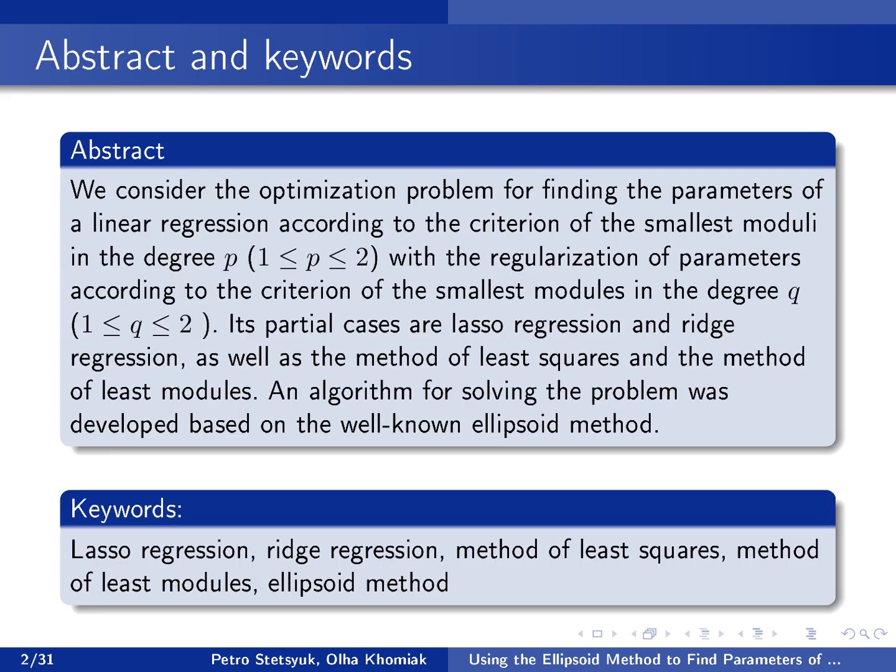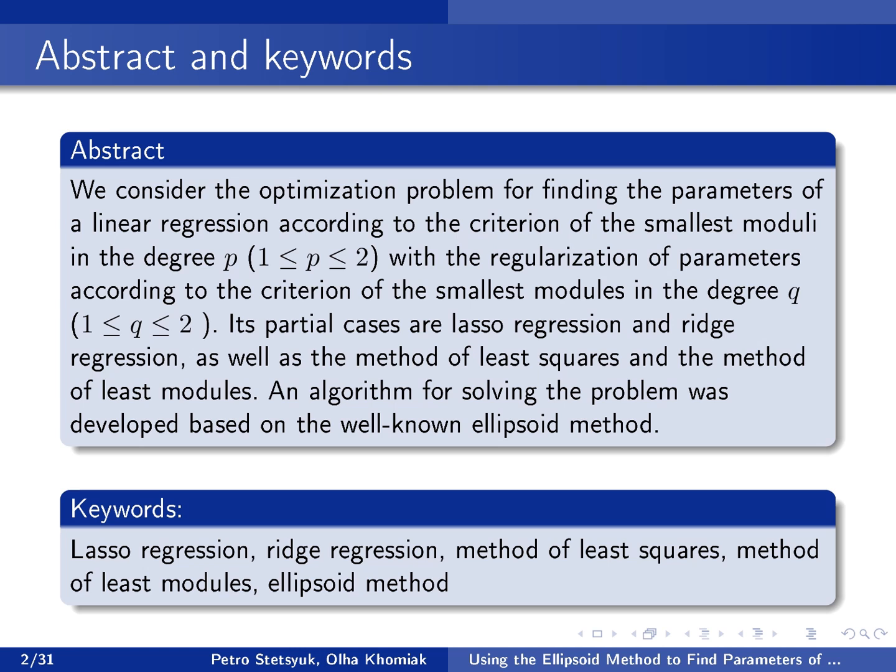In our report, we present optimization problems for finding parameters of linear regression with regularization. Linear regression and regularization will be considered according to the least moduli criterion powered to P and Q, where P and Q lie in the range from 1 to 2. We will see the reason for this later. Partial cases are lasso regression, ridge regression, least squares, and least moduli.